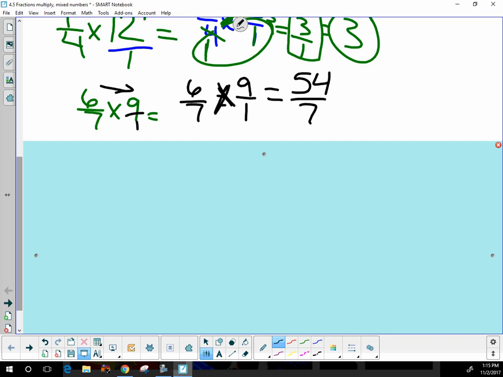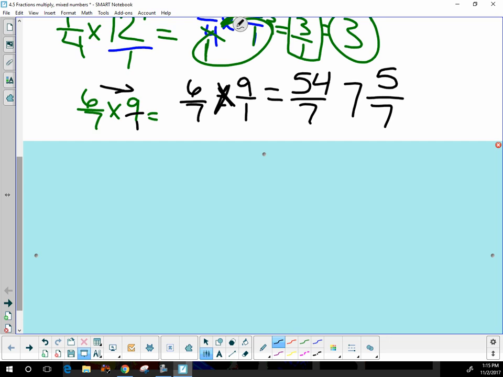Now you can simplify that to a mixed number. 7 goes into 54. Not quite 8 times, I guess only 7. 7 times 7 is 49. You would have a leftover of 5 sevenths.